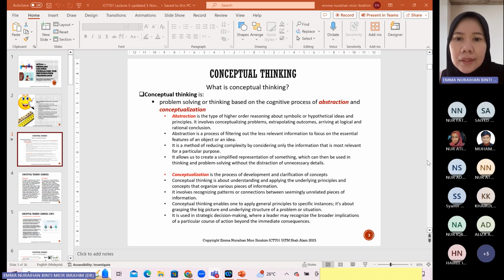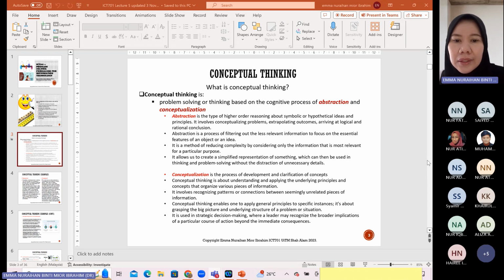So abstraction is actually hypothetical ideas, hypothesis, right? It filters out information to focus on the essential features of an object or an idea. So don't think about abstraction in computer science, because in computer science you have abstract classes and everything, which is not similar. That is computational thinking, but now we're talking about conceptual thinking, how you relate to problem solving.